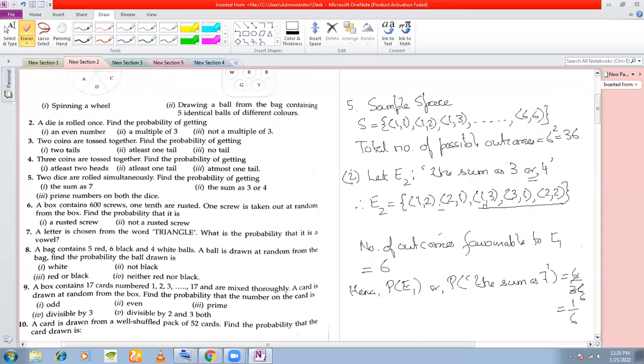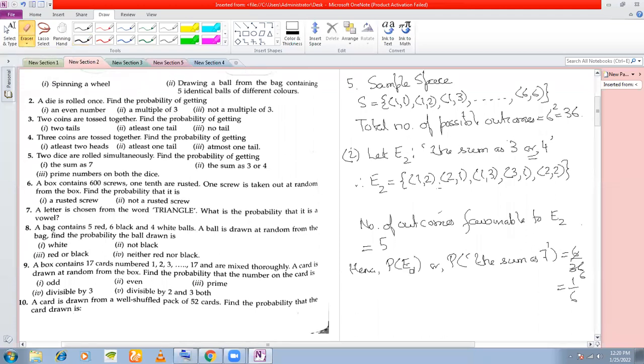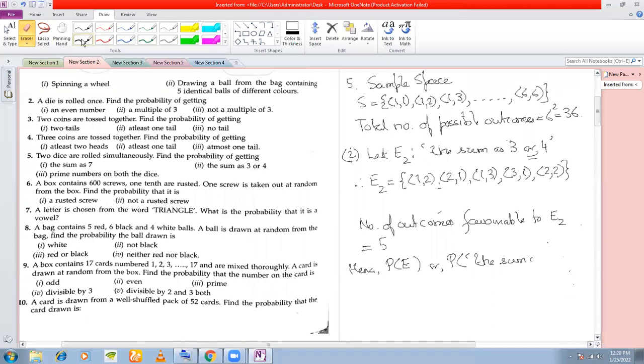How many outcomes are favorable to the event E2? How many elements are there in E2? 5. So what is the probability of E2, the sum as 3 or 4? It is 5 by 36. The probability of E2, sum as 3 or 4, is equal to 5 by 36, and that should be your answer.